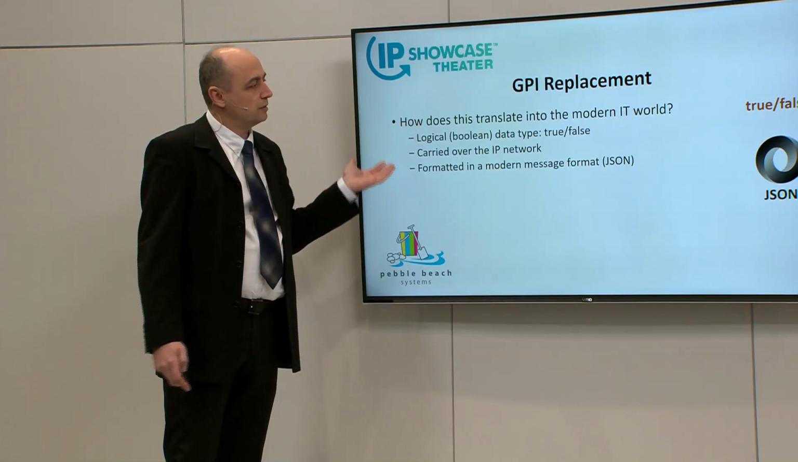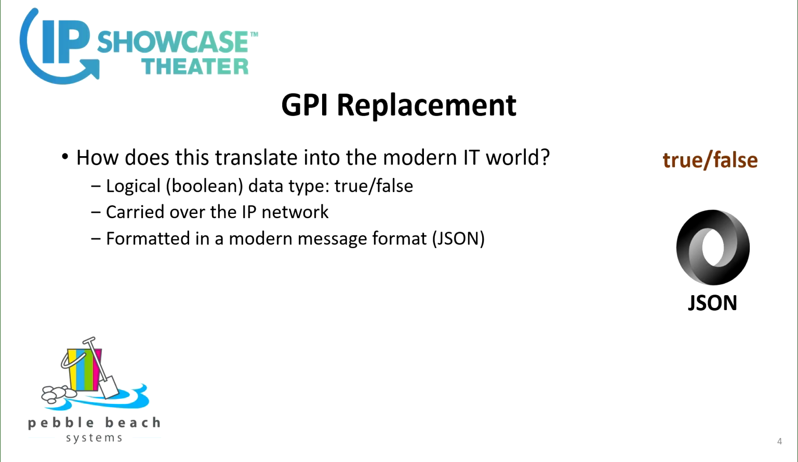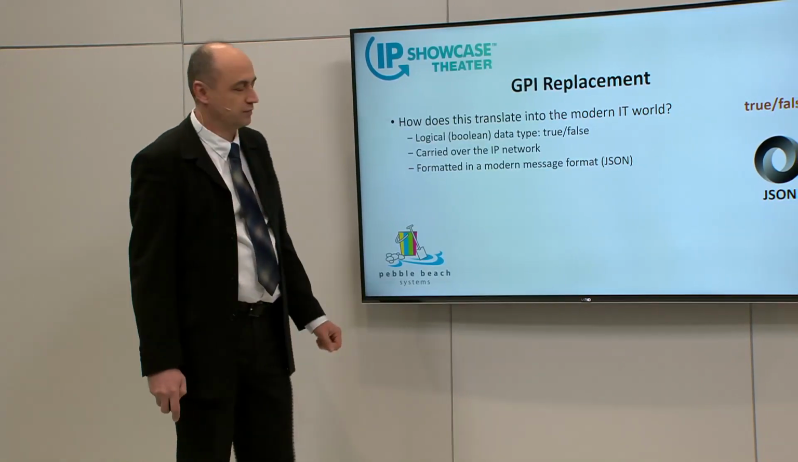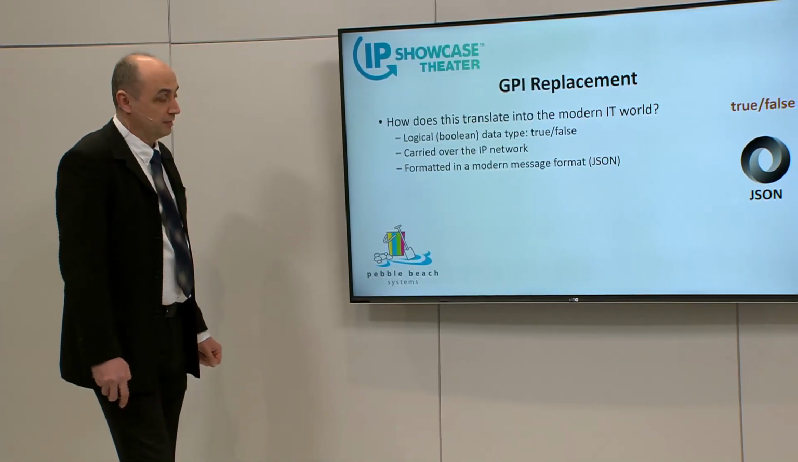So how do those cables translate into the modern world? We have on-off electrical signals in GPI. The match is a Boolean data type carrying true or false values, carried over the network. No cables anymore, at least not that kind of cables. And the messages are formatted in a modern, web-friendly way, humanly readable and machine readable. So the JSON format was picked as the format for the messages.